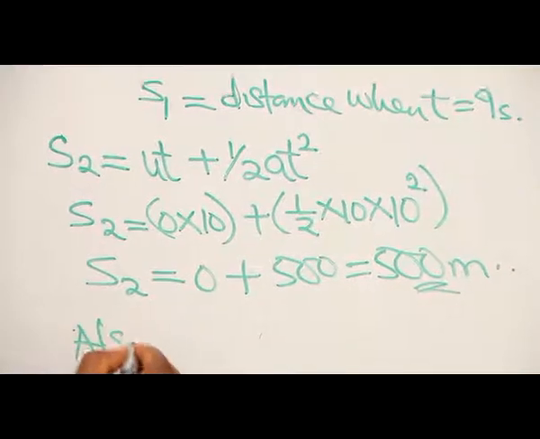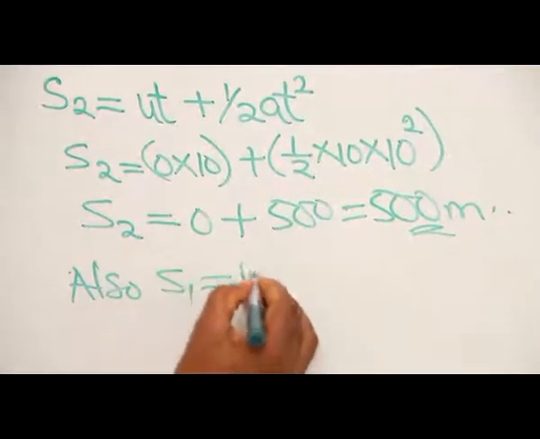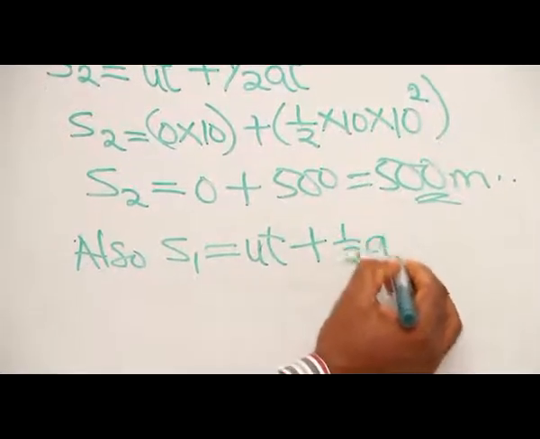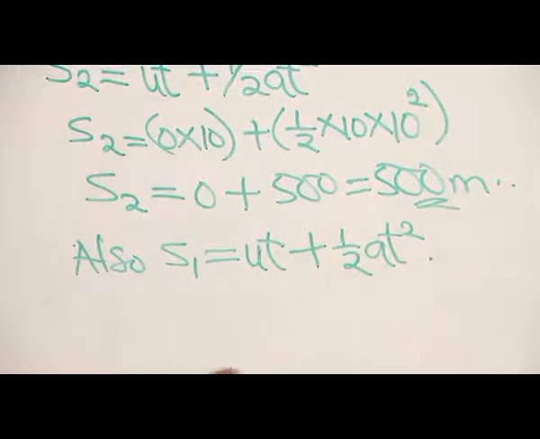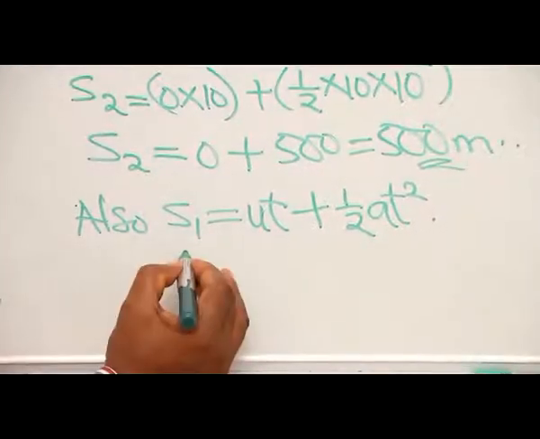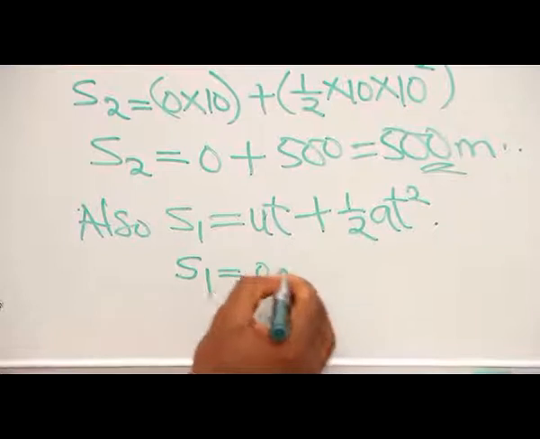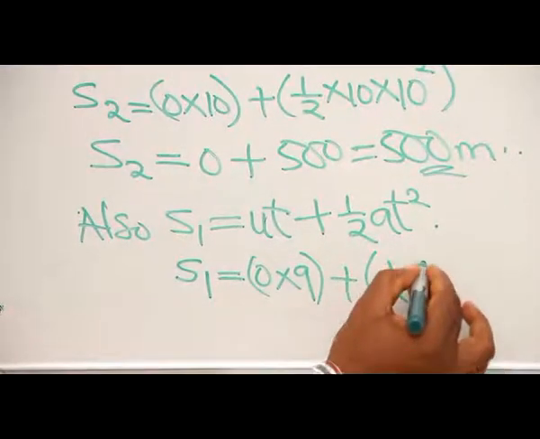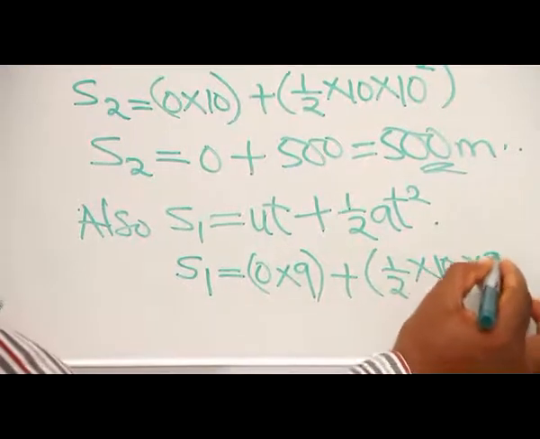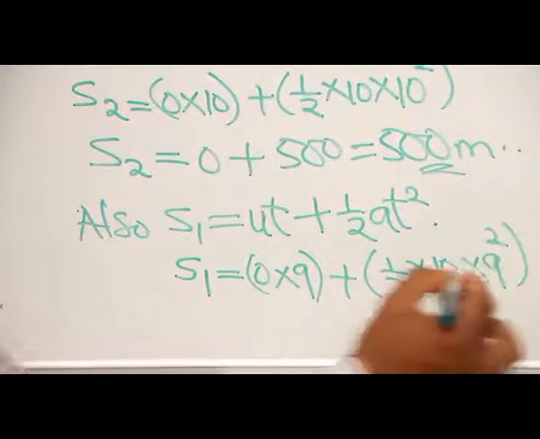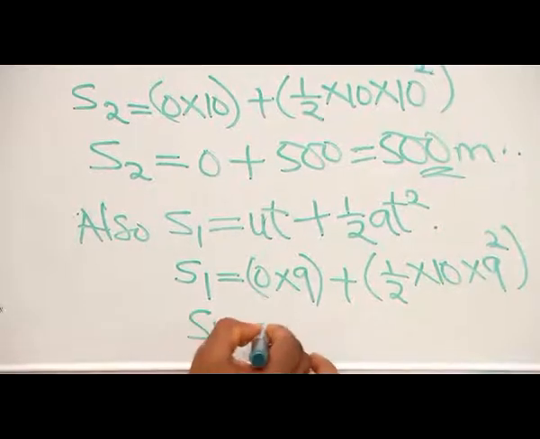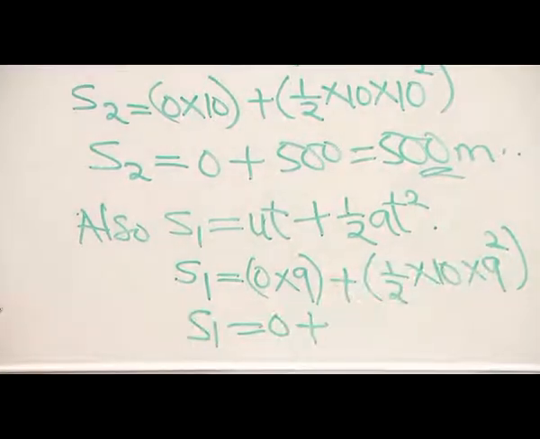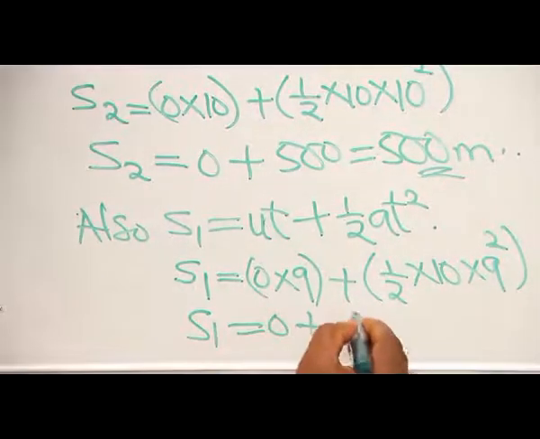Also, S1 is obtained using the same ut plus half of at squared, but this time the time is 9 seconds. S1 will give us 0 times 9 plus half of acceleration, which is 10, times 9 squared. So S1 will give me 0 plus 5 times 81. That will give us 405.